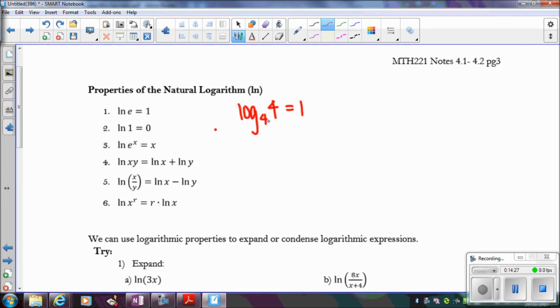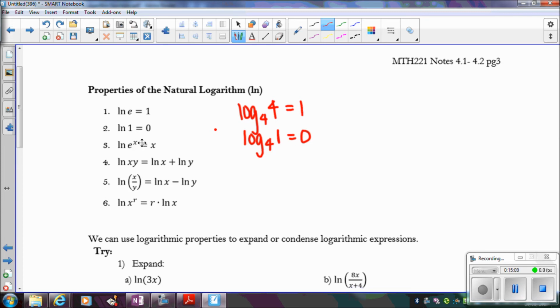Basically what it's saying is 4 raised to what power is going to give me 4. So same thing. e raised to what power is going to give me e. It'll always be 1. So if you're taking log base of the same number that you're taking log of, that'll always equal 1. And then ln of 1 is going to equal 0, because really this will be true for any base. So even if it's log base 4 of 1, well, 4 to what power is going to give me 1? It's going to be 0. So anytime you're taking log of 1, it'll equal 0.